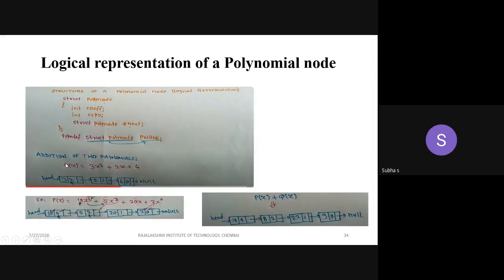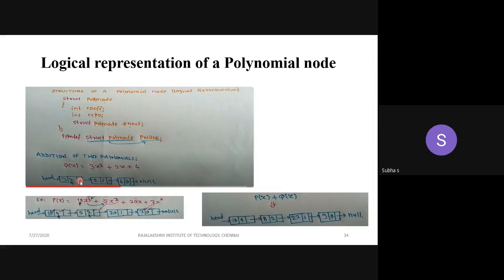Okay. Now represent this polynomial in a linked list. What's the first node here? 3x square. So its address is placed in head. A head node pointing to the first element. Coefficient placed first, then the power is placed. Then this address field.